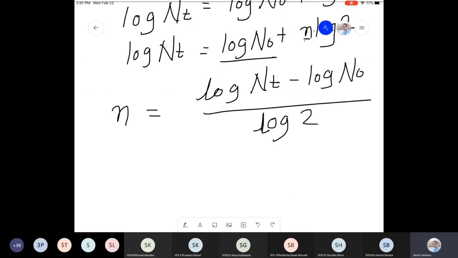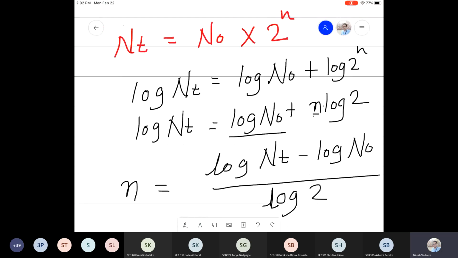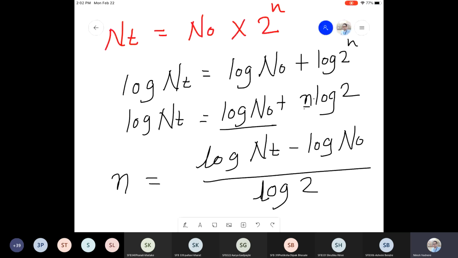ओके, यहाँ तक समझ में आया आपको? We have just applied the logarithm to the equation that we got. The equation was Nt is equal to N0 into 2 raised to n. तो ये जो इक्वेशन है इसे हमने log अप्लाई कर दिया. So applying log to both the sides, what we got? Log of Nt is equal to log of N0 plus log of 2 raised to n. तो उसे सिंप्लीफाई कर दिया. फिर log of Nt is equal to log of N0 plus n log of 2.